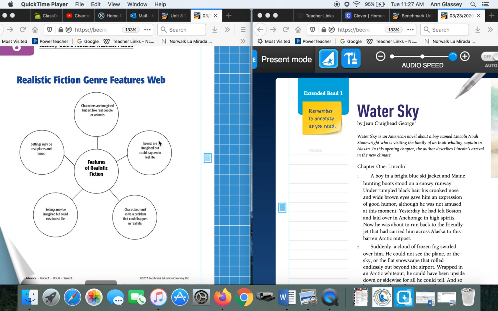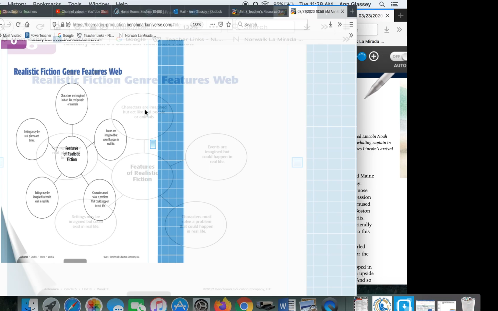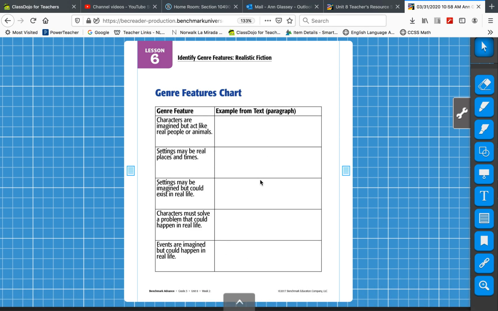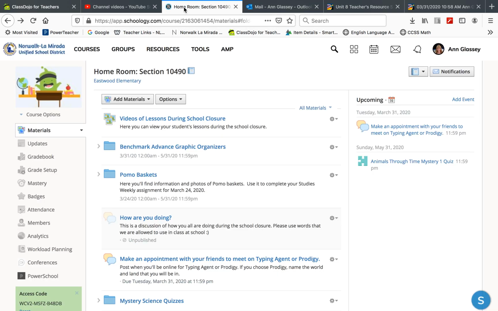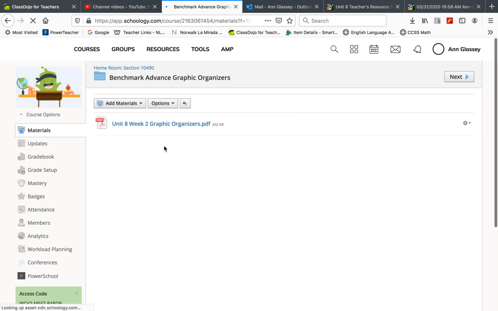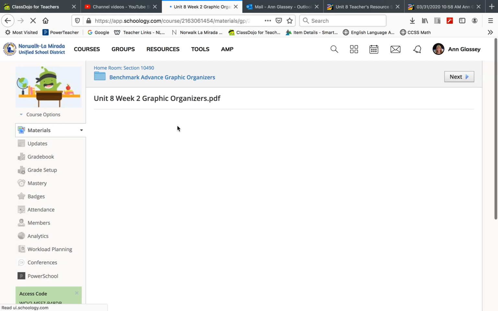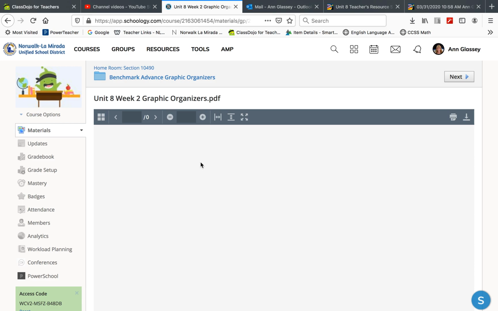Now, if your parents are interested in printing any of the graphic organizers, I've made it to where they can print them at home. So if you want this graphic organizer, which is Unit 8, Week 2, Lesson 6, your parents can go to Schoology now and see Benchmark Advanced Graphic Organizers. They can open the file, and it's a PDF file, which means your parents could print it at home if they want to. This is optional.